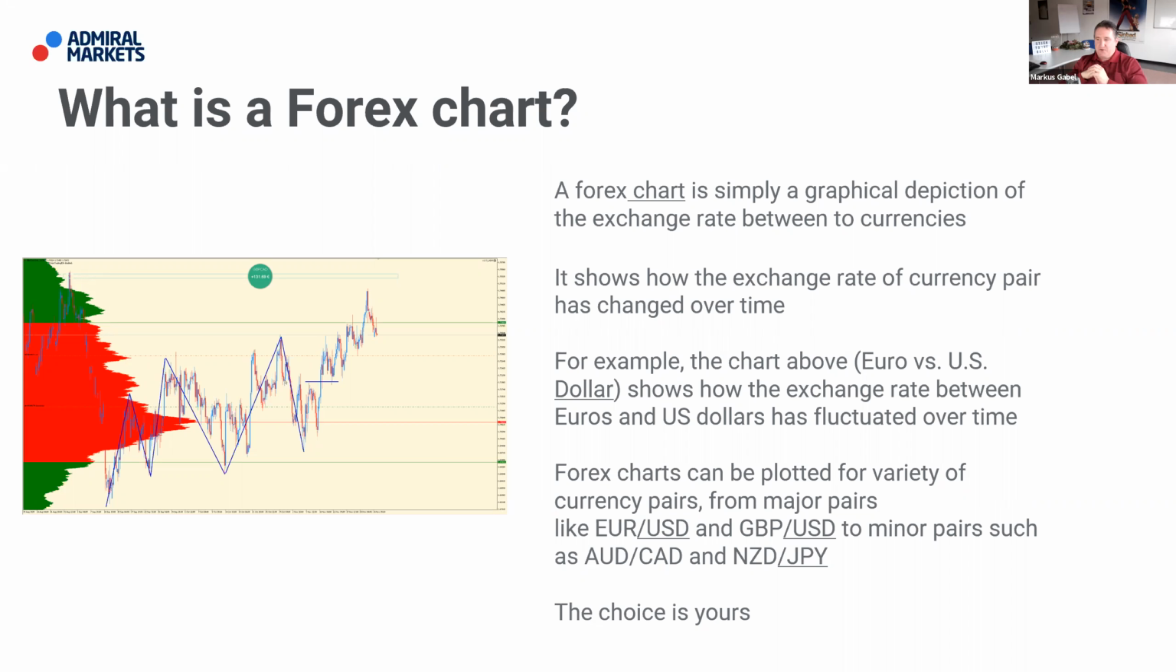Of course, you're right. Exotic pairs. What is an exotic pair? For example, Euro-Turkish Lira, or maybe dollar-South African Rand. Or maybe US dollar-Mexican Peso, or US dollar-COP, which I guess is the Colombian Peso.